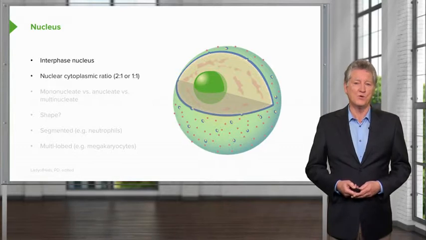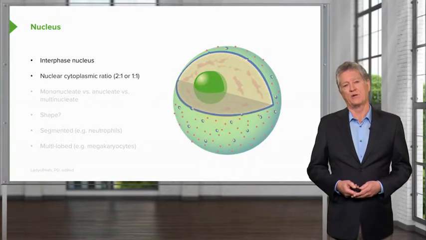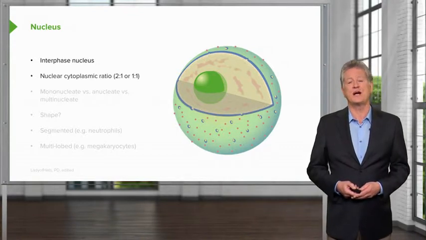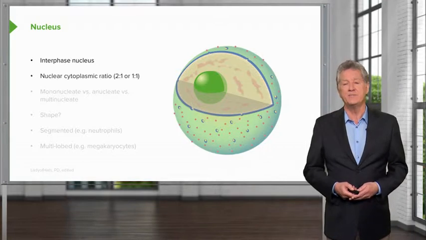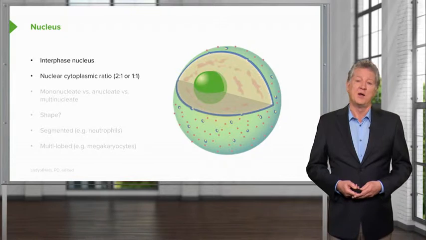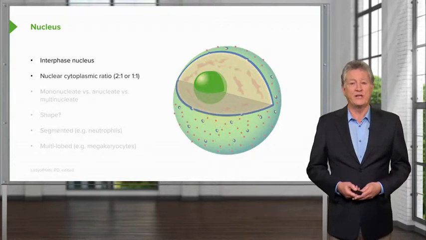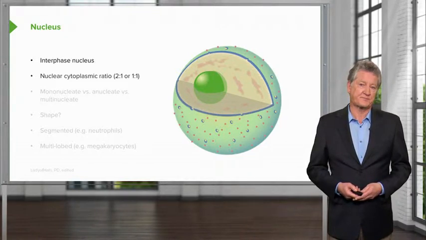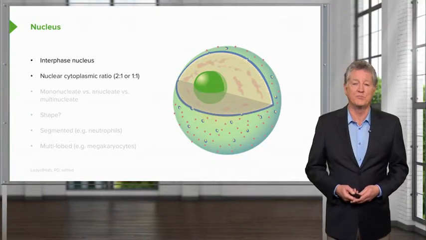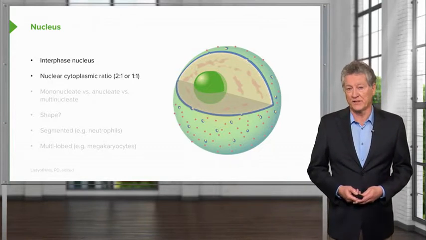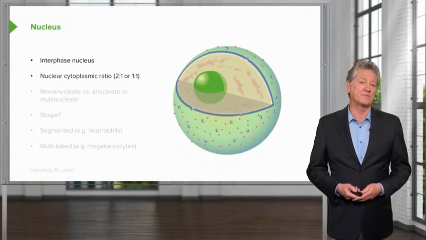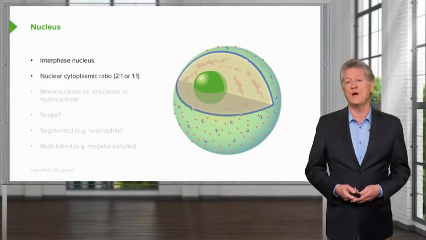The normal nuclear cytoplasmic ratio, the ratio between the nucleus and the cytoplasm, is usually about 2:1 or 1:1 in most cells. In cells that are immature or precursor cells, such as lymphocytes that are yet to be told what to do really, then the nuclear cytoplasmic ratio can be about 1:1.